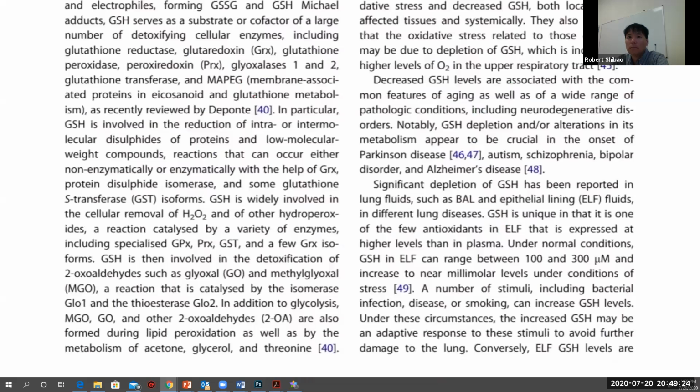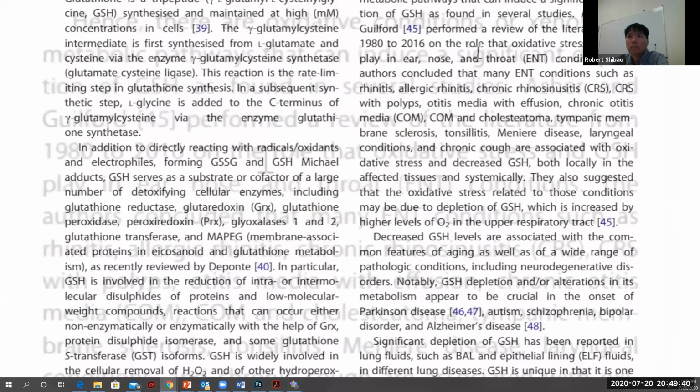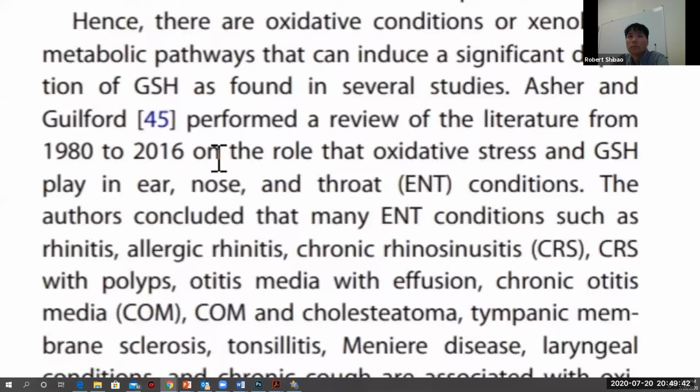The article goes on to talk about how glutathione is used in many different reactions in the cell, and it can become depleted, especially in some regular type of infections like colds and tonsillitis, etc. It says here that they performed a review of the literature from 1980 to 2016 on the role of oxidative stress and glutathione play in the ear, nose, and throat conditions.